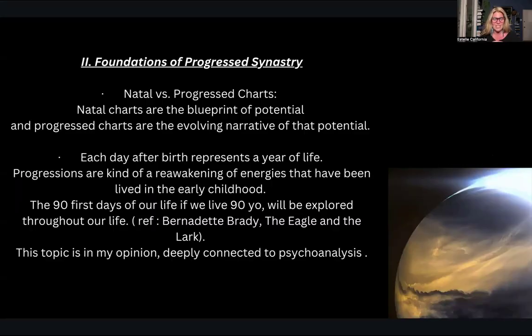Foundations of progress synastry. Natal versus progress charts. Natal charts are the blueprint of potential, and progress charts are the evolving narrative of the potential. I'm sure you know about that, but just as a refresher. Each day after birth represents a year of life. Progressions are kind of a reawakening of energies that have been lived in the early childhood.